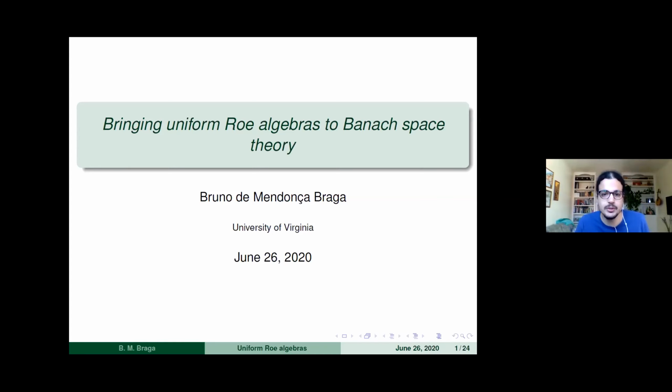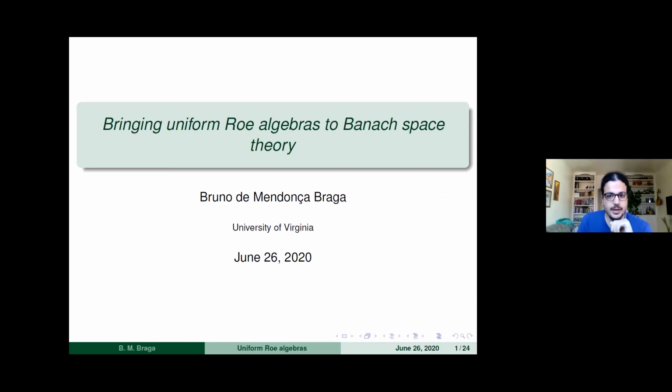More specifically, this talk is going to be divided into two parts. In the first part, I want to talk about just classic uniform Roe algebras. Those are going to be algebras of operators on little L2. This is going to be a very biased overview in the sense that I'm going to talk about the questions that I'm more interested in and some results that I have with several co-authors.